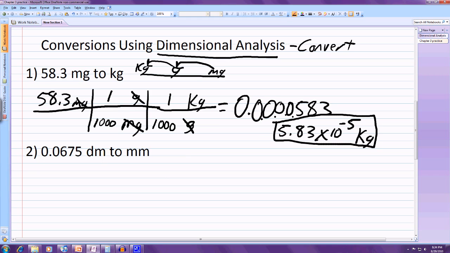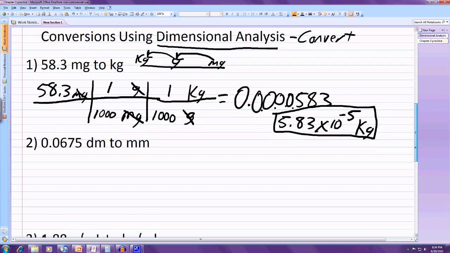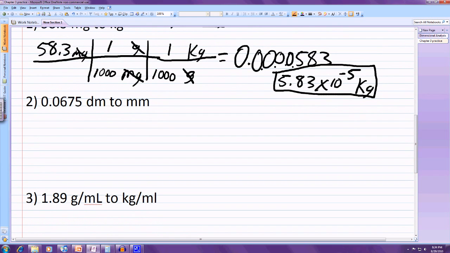Alright, so let's move on to another problem. We're going to change 0.0675 decimeters to millimeters. So once again, let's think about our number line and think how we're going to have to do this. We've got our number line here, we've got meters is our base unit, millimeters is out here, decimeters is right over here. Now we're in decimeters, so not many people, okay, centimeters in between there. I mean, we could go from decimeters to centimeters to millimeters, but a lot of us don't necessarily know that off the top of our head.